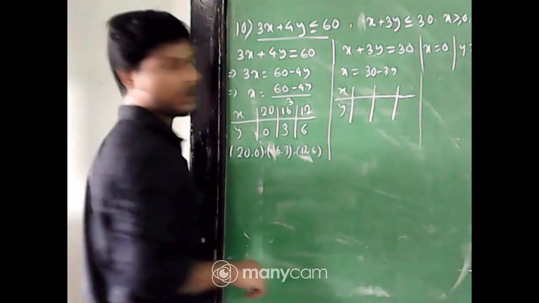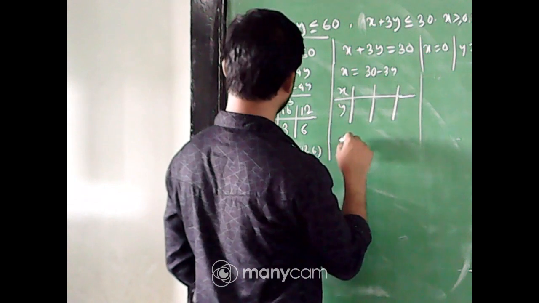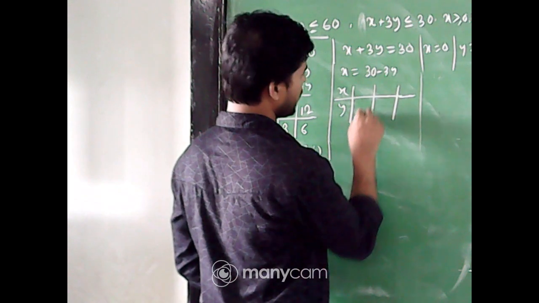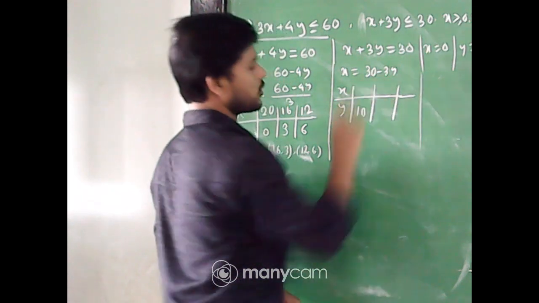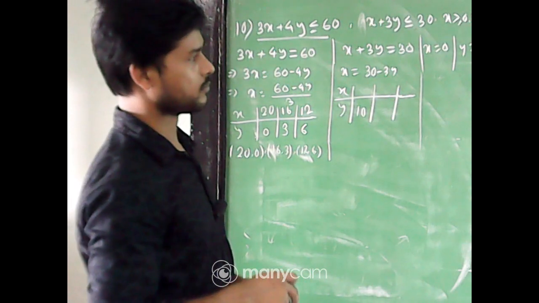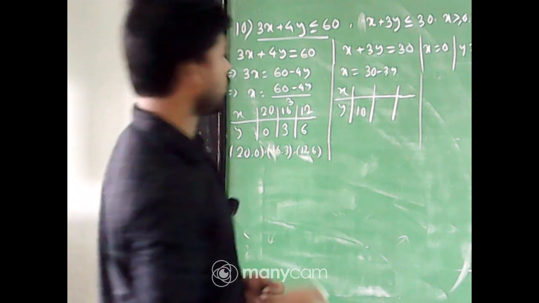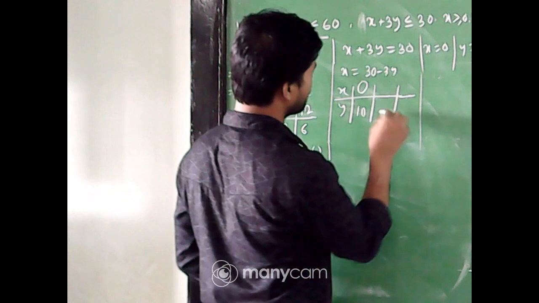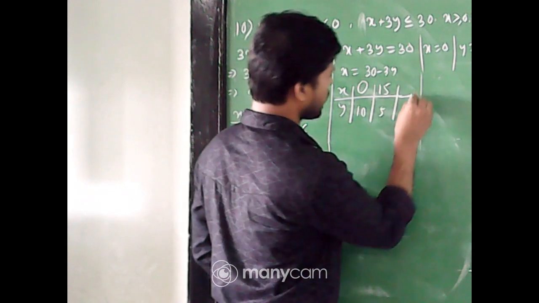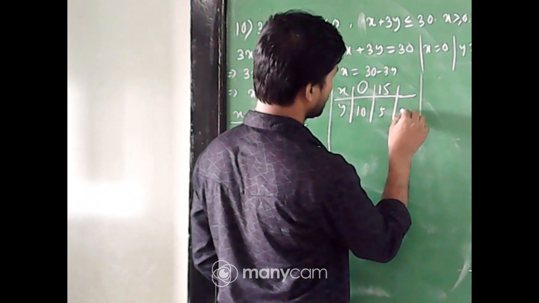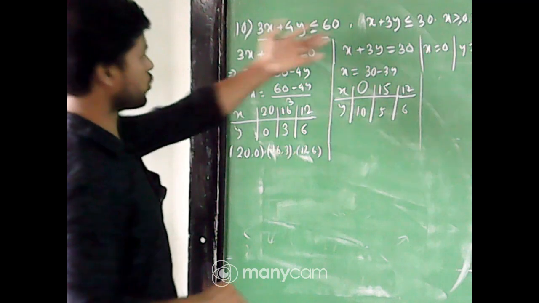And from here, for the second equation, first take y equal to, suppose, 10. So the value of x will be 30 minus 3 into 10, that will be 0. If I put y equal to 5, it will be 15. If I put y equal to 6, it will be 12. Now just put the inequations graphically.